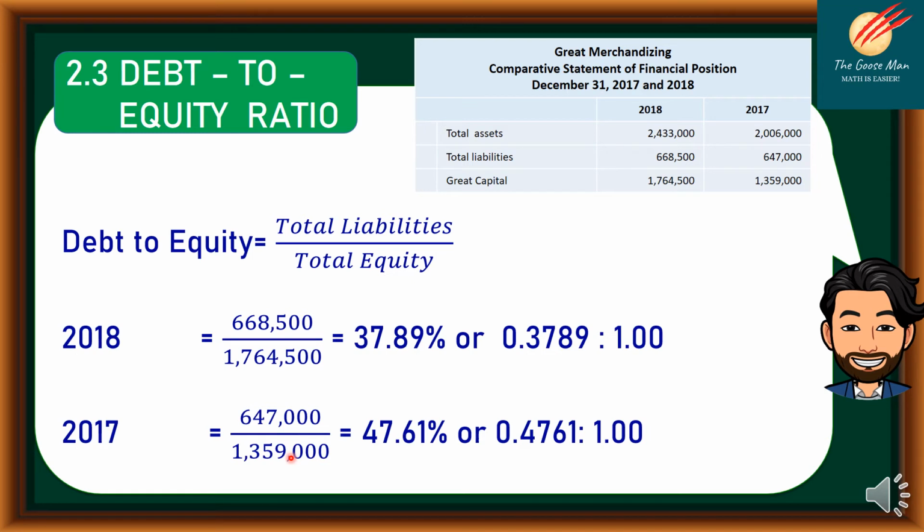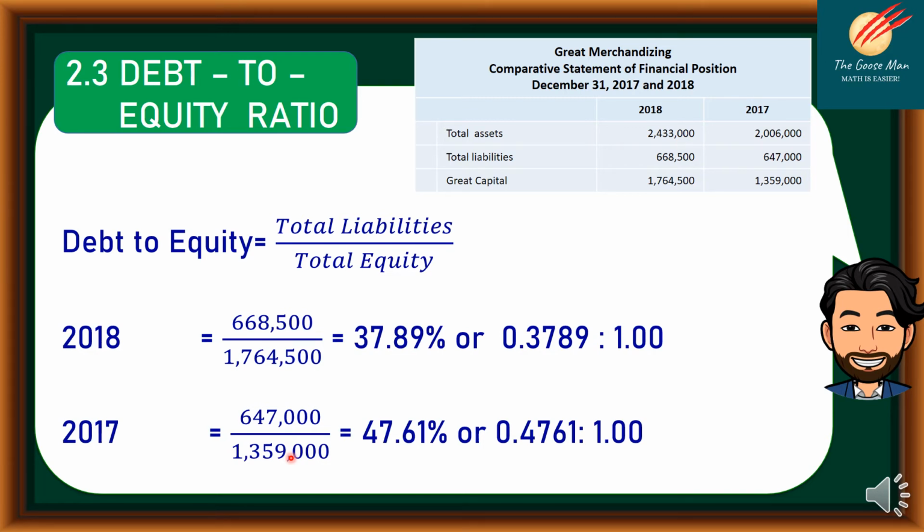As we can see, the debt to equity ratio of 47.61% in 2017, in its simplest term, may suggest that the creditors have provided 47.61 cents for every 1 peso supplied by the owner of the business. The debt to equity ratio of the business improved in 2018 to 37.89%.